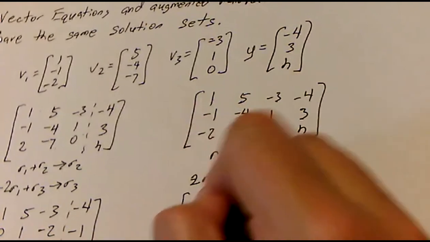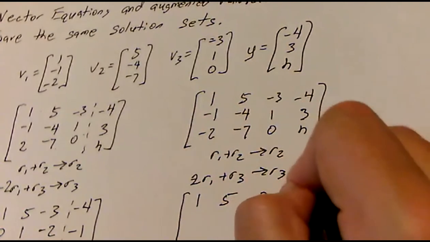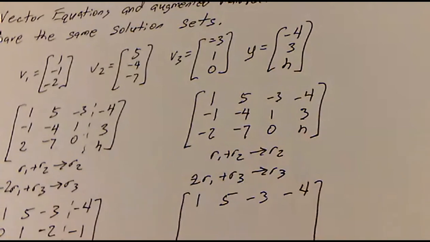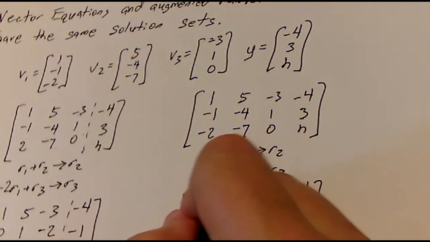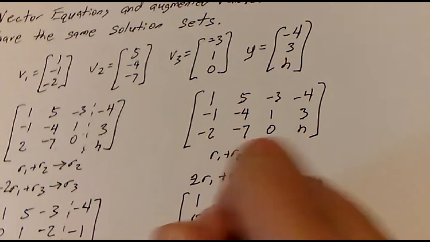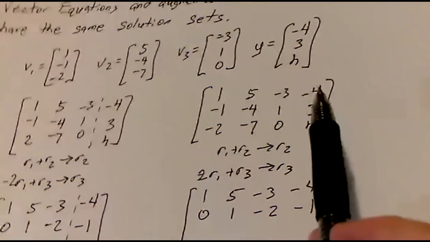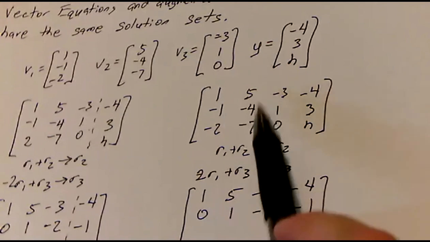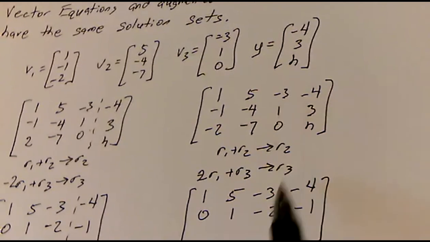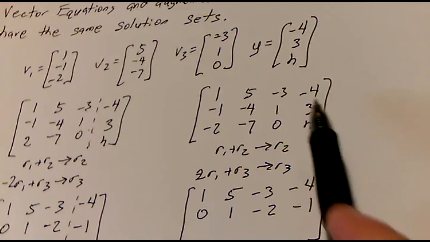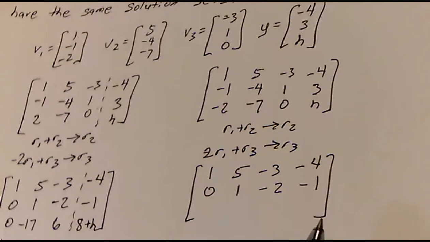That's going to give me the same first row, one across. It'll give me the same second row that I got in the last one. So that's 0, 1, -2, and -1. All right, just adding those first 2 rows. 1 and -1 makes 0. 5 minus 4 is 1. -3 plus 1 is -2. And -4 plus 3 is a -1.